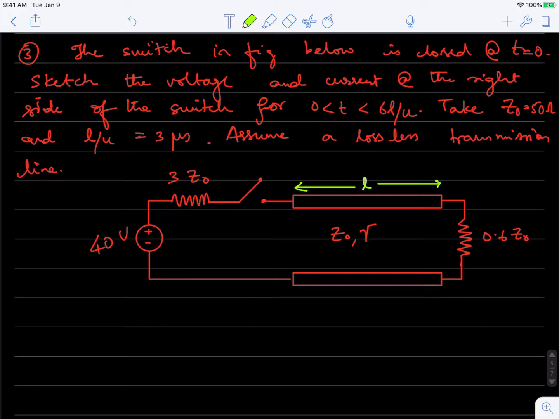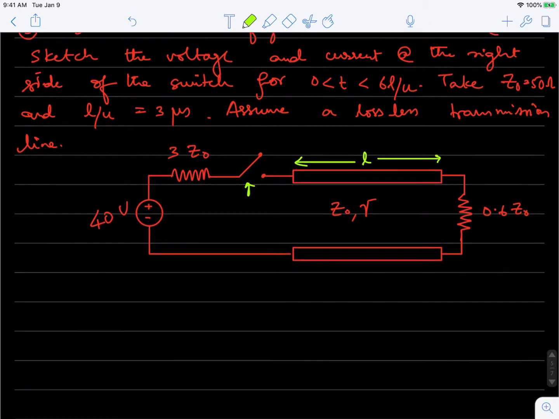So problem 3 on homework 7 is as follows. The switch in the figure below is closed at t equals 0 seconds. Sketch the voltage and current at the right side of the switch for 0 less than t less than 6 L/U. Take Z0 equals 50 ohms and L/U equals 3 microseconds. Assume a lossless transmission line.